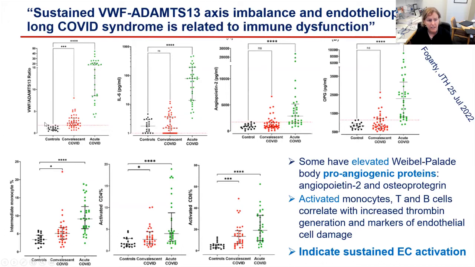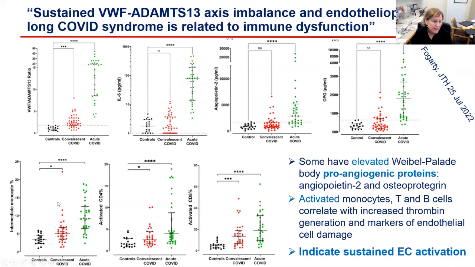And while we look at, again, the VWF ADAMTS13 ratio here, IL-6, and two proangiogenic proteins from the Weibel-Palade bodies in vascular endothelial cells, angiopoietin-2 and osteoprotegerin, and look also at cellular activation, the convalescent plasma levels are starting to approach those of control compared to the severe elevations we see in those with acute COVID-19. Some of these values, for IL-6 for example, are very similar to controls, as are these Weibel-Palade stored proteins, osteoprotegerin and angiopoietin-2.